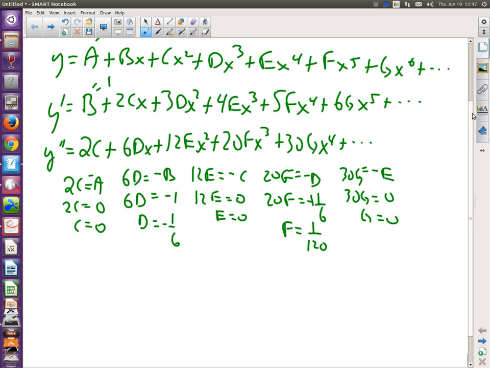So y is a, which is 0, plus bx, which is 1x, plus cx squared, but c is 0, plus dx cubed, but d is negative a sixth. Plus ex to the fourth, but e is 0. Plus fx to the fifth, and f is positive 1/20th. Plus 0 for g, x to the sixth. And does that not look familiar?